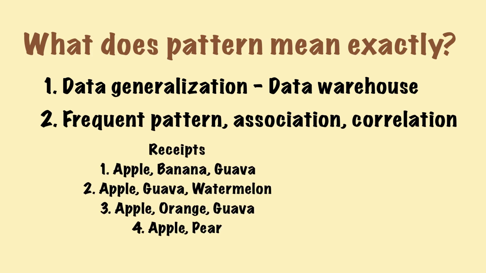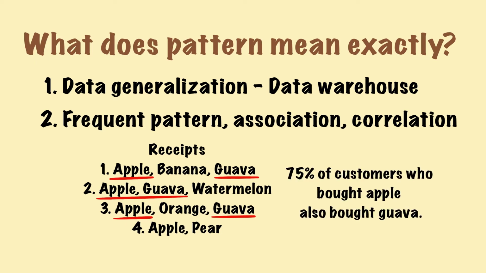Second, finding frequent patterns and association is a popular application of data mining in marketing. For example, we can try to find patterns in these four receipts from a fruit vendor. If we look closely, we can see apple and guava were bought together a lot. In fact, we can conclude that 75% of our customers who bought apple also bought guava. Well, we need to be careful that the sample size is too small in this case.